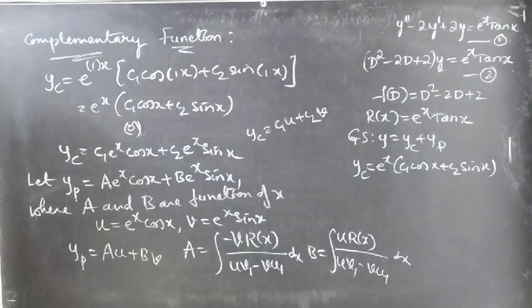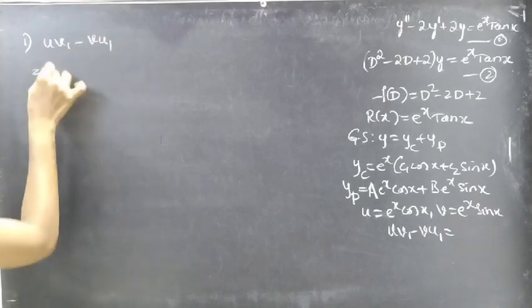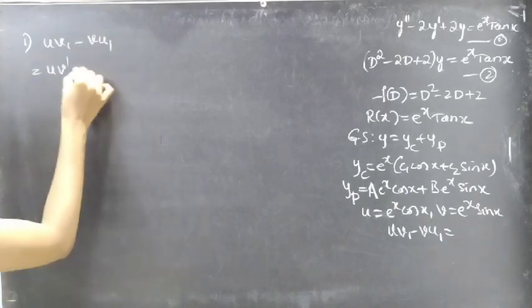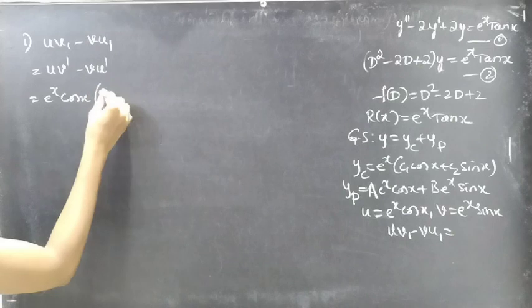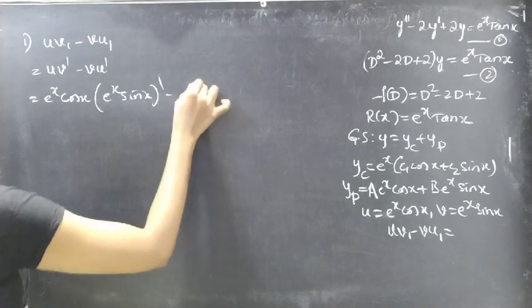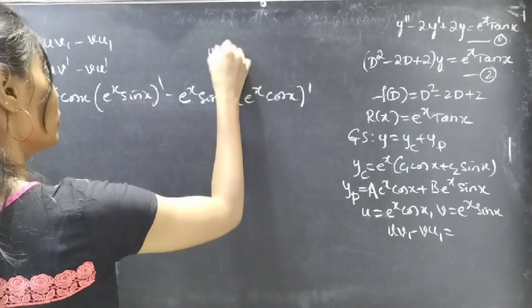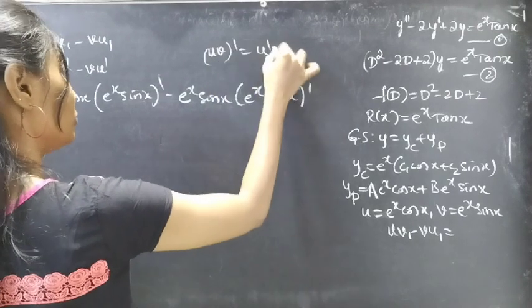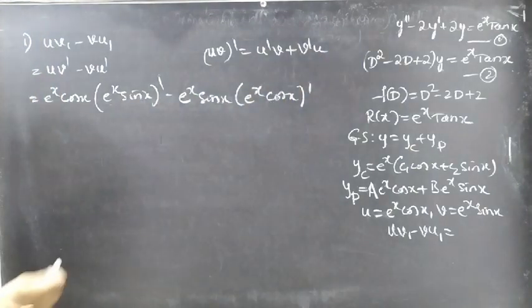Now coming to uv1 minus vu1. v1 is nothing but v dash, and u1 is nothing but u dash. This equals u, e power x cos x, into v, e power x sin x, whole dash, minus v, e power x sin x, into u, e power x cos x, whole dash. Here we are going to apply the uv whole dash formula, because we have two functions, right? We need to find the derivative of the product of two functions. So we are going to apply the uv whole dash formula.